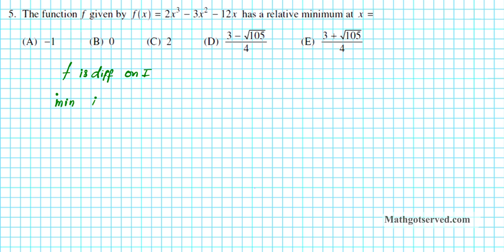If the function f changes from decreasing to increasing, right? If it changes from decreasing to increasing, it looks something like that. So you're going to have a minimum there. So if f changes from decreasing to increasing, what does that tell us about the derivative?